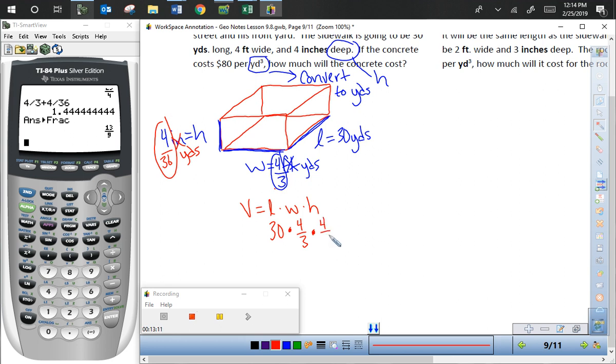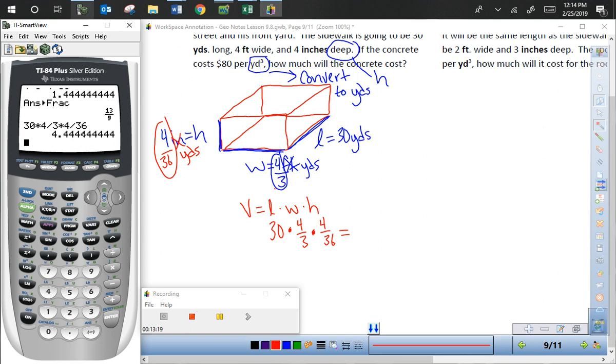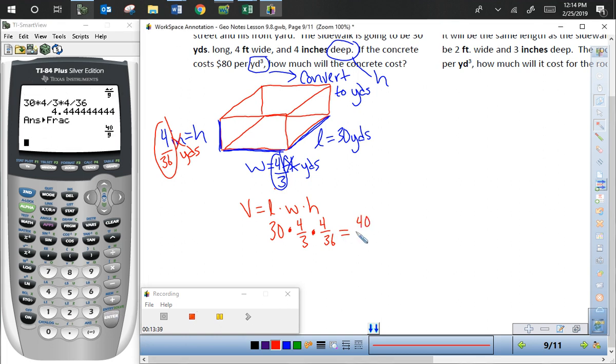Now we reduced up above, but you don't have to reduce this until the very end. It says we're going to multiply these all together. So in your calculator, we're taking 30 times 4 divided by 3, and then times 4 divided by 36. Now it's going to give you a repeating decimal most likely. You can leave it like that if you put a bar over it, or you can change it to a fraction. Okay, so this is 40/9, and then this is yards cubed for the label on the volume there.